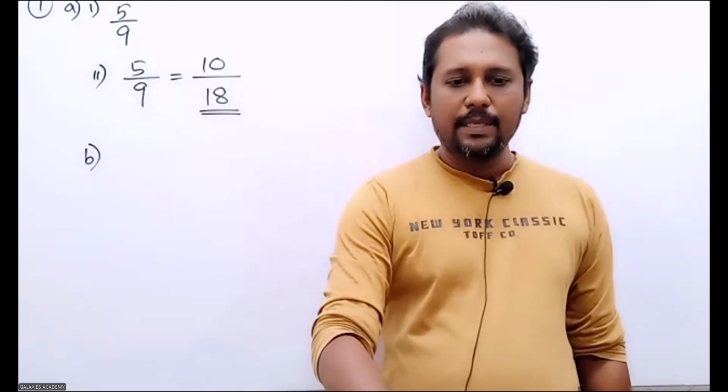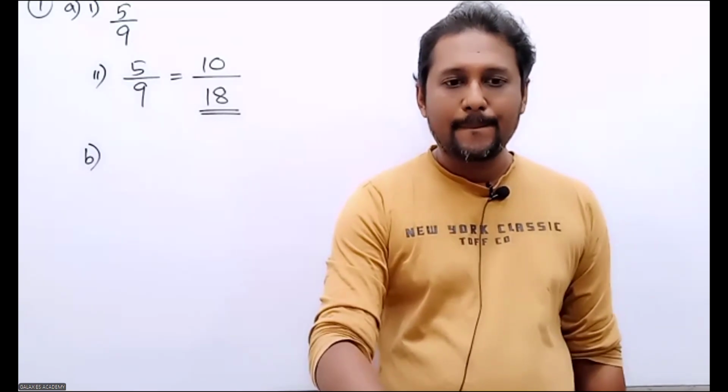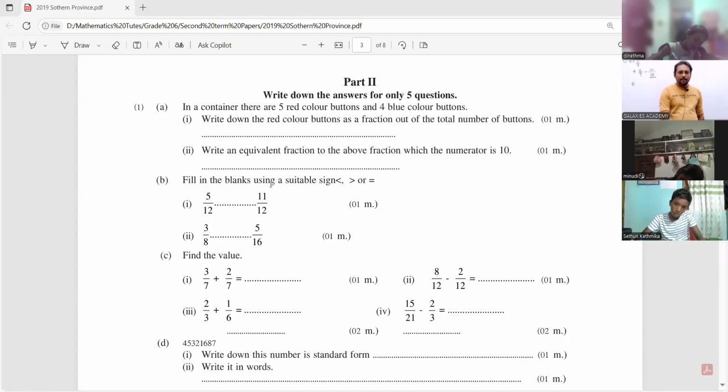Look at simple B. Fill in the blanks using a suitable sign: less than, greater than, or equal. Right. Look at the first part. The first part has the two fractions 5/12 and 11/12, and the second part has 3/8 and 5/16. Right. Now look at what you can do.